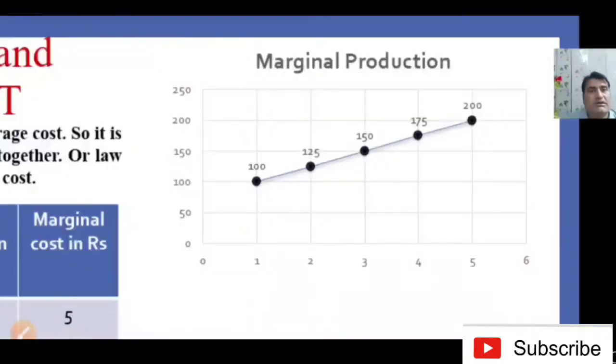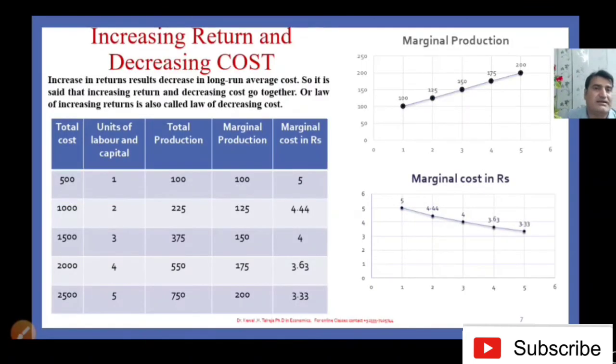You can see here marginal production is 100 by employing the first dose of labor and capital. The marginal production is 125 by employing the second dose of labor and capital, and the marginal production by employing the third dose of labor and capital is 150, and by applying the fourth dose of labor and capital, the marginal production is 175 and 200 by applying the fifth dose of labor and capital. So you can see here that the marginal production increases, while marginal cost on the other side decreases.